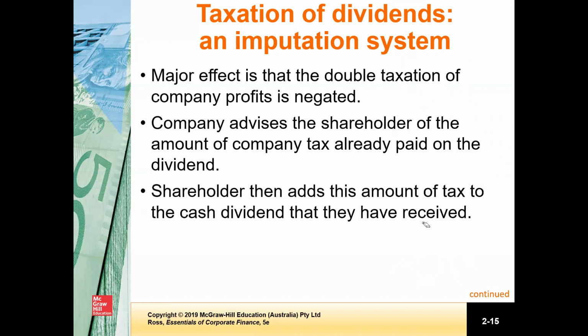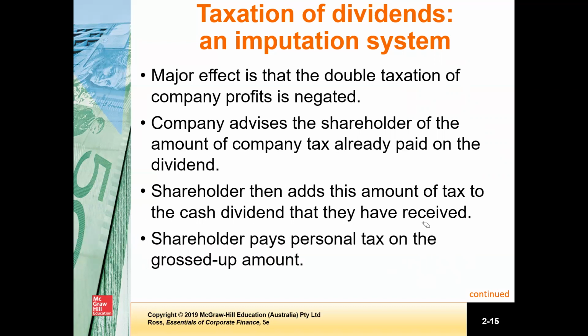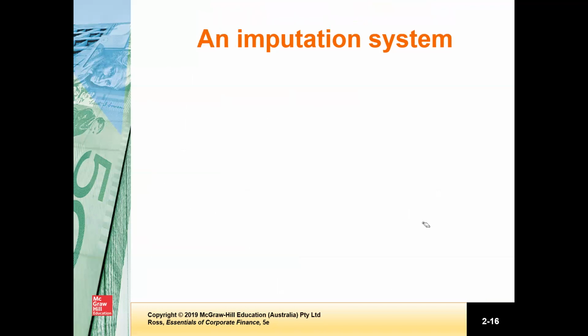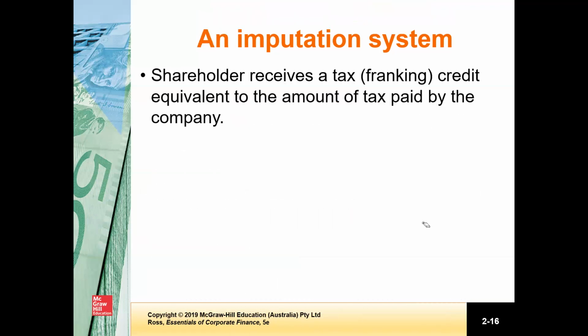However, they also receive a tax credit, which is known as franking credit, equivalent to the amount of tax paid by the company, which they can offset against their taxable income. The effect is that the company tax is negated, with the company effectively paying tax on its profit at the average marginal rate of its shareholders. So this is the point that I just explained.